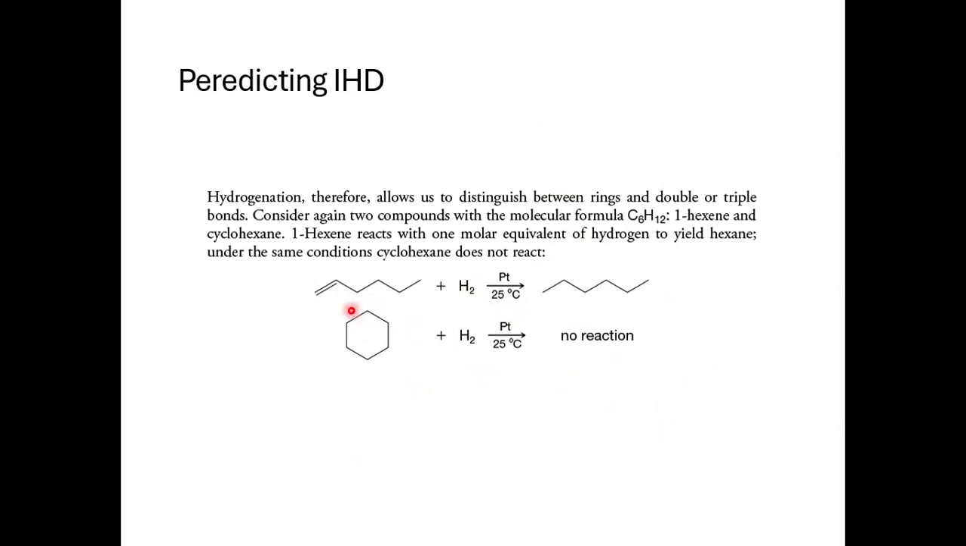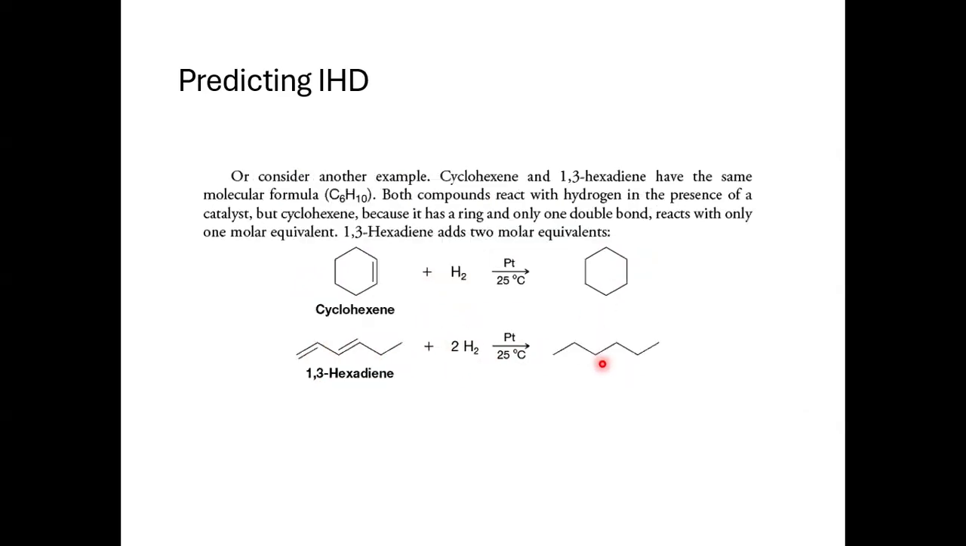Now you can distinguish the two from the index of hydrogen deficiency also. And you can see that here the index of hydrogen deficiency is 1. You can calculate with that. Here, the index of hydrogen deficiency is also 1. And for a ring, there is actually no reaction with our hydrogen gas.